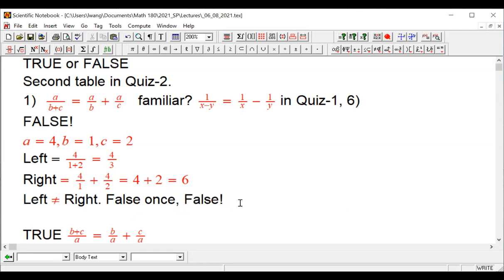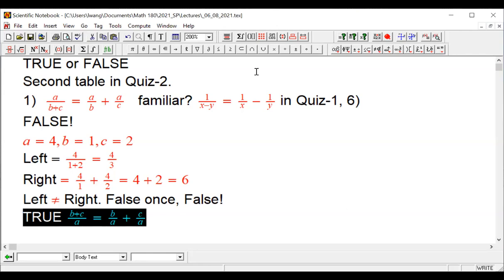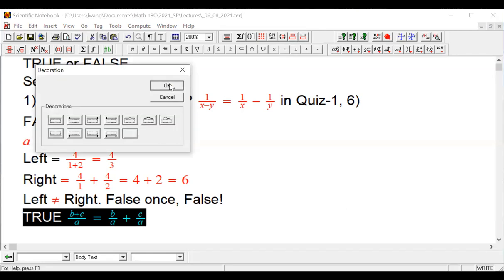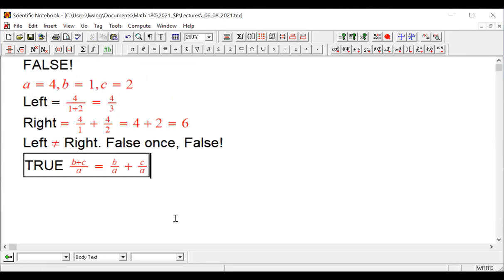So do not commit these mistakes, right? You can see this mistake shows up in this form. This is, I would say, the general form, and this would be the special form. But there's something that is true. This is true. Okay, so let me box it. True.